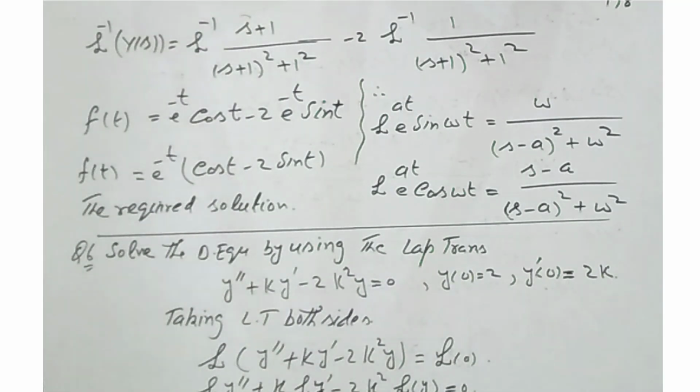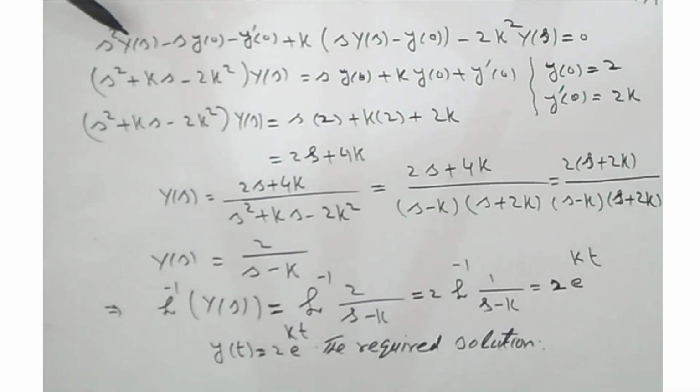Now question number 6. Solve the differential equation using the Laplace transformation y'' + k y' - 2k² y = 0 under the boundary conditions y(0) = 2 and y'(0) = 2k. Taking Laplace on both sides, this becomes L{y'' + k y' - 2k² y} = L{0}, and L{0} = 0, and this can be written as L{y''} + k L{y'} - 2k² L{y} = 0.